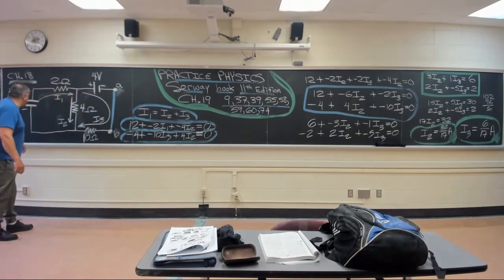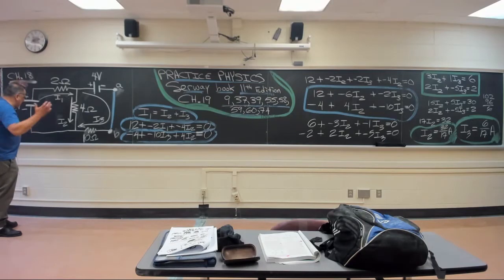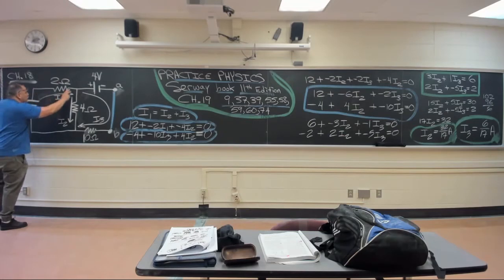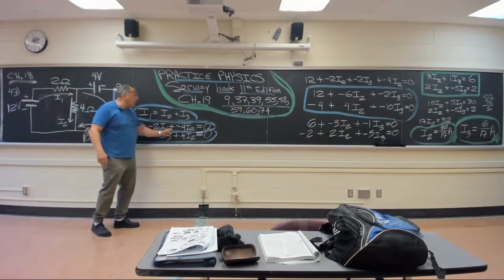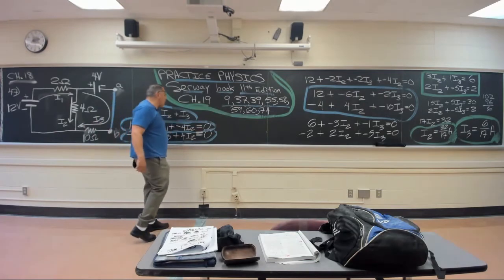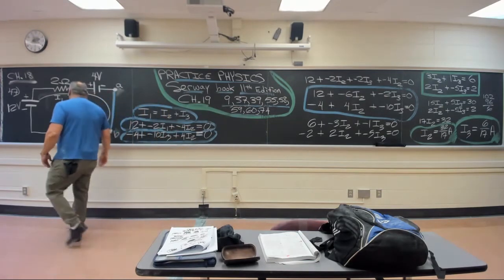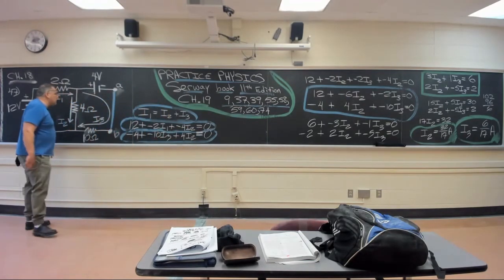If you're going to go around this way, let's take a walk. From here to here is plus 12. You lose 2I1, and you lose 4I2, and it comes right back here. 12 plus negative 2I1 plus negative 4I2 equals 0. Conservation of energy, utilizing the principle of conservation of energy.